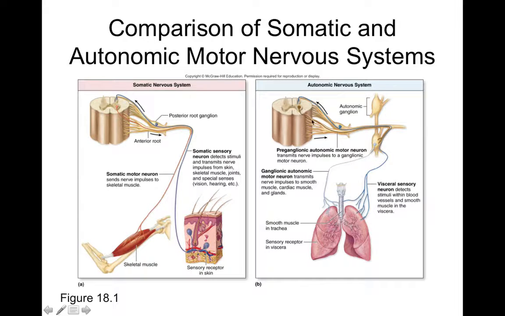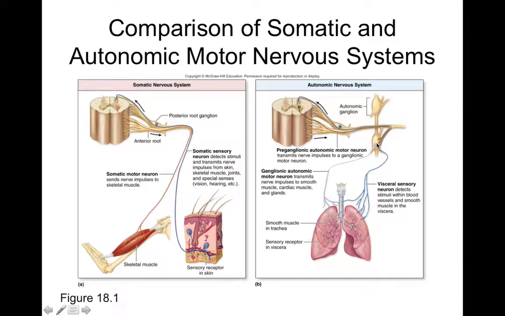So you can have a preganglionic neuron who has its cell body in the ventral horn of the spinal cord, and a postganglionic neuron who has its cell body in the ganglia somewhere in the peripheral nervous system, and then an axon that would continue out to some smooth muscle, let's say in your respiratory tract. So you have multiple neurons in this pathway, and you might wonder why.